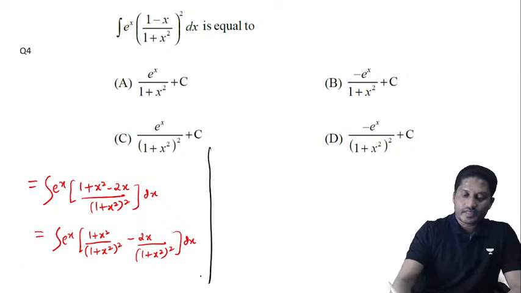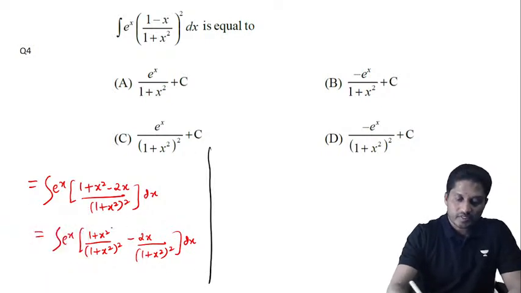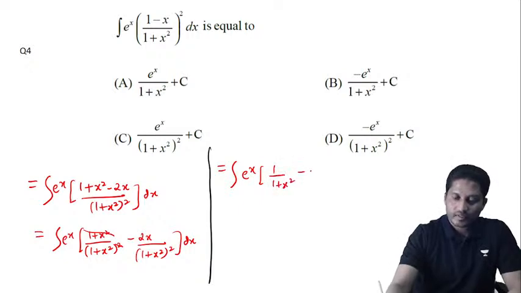Okay, now we will divide this. 1 plus x square will cancel with the square. So this becomes integration of e power x into a bracket, you get 1 plus x square minus 2x divided by 1 plus x square the whole square.